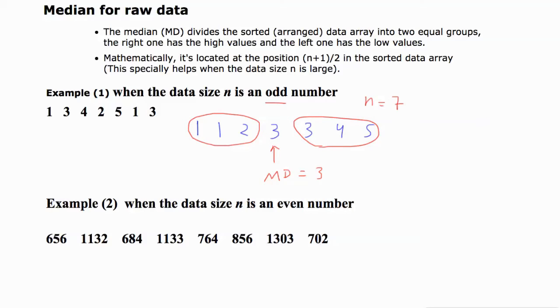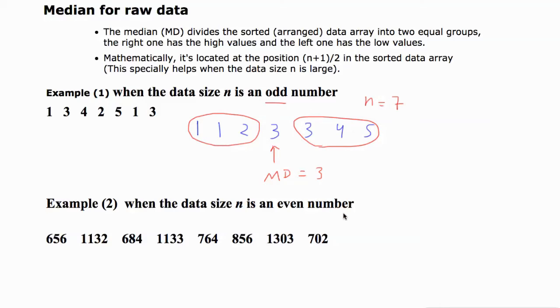Okay, so that's very simple. That's how we get the median. We just divide the data into two equal groups and we pick up the value in the middle. And of course, don't forget you must arrange the data first. So that's when the data are 7 values, an odd number.